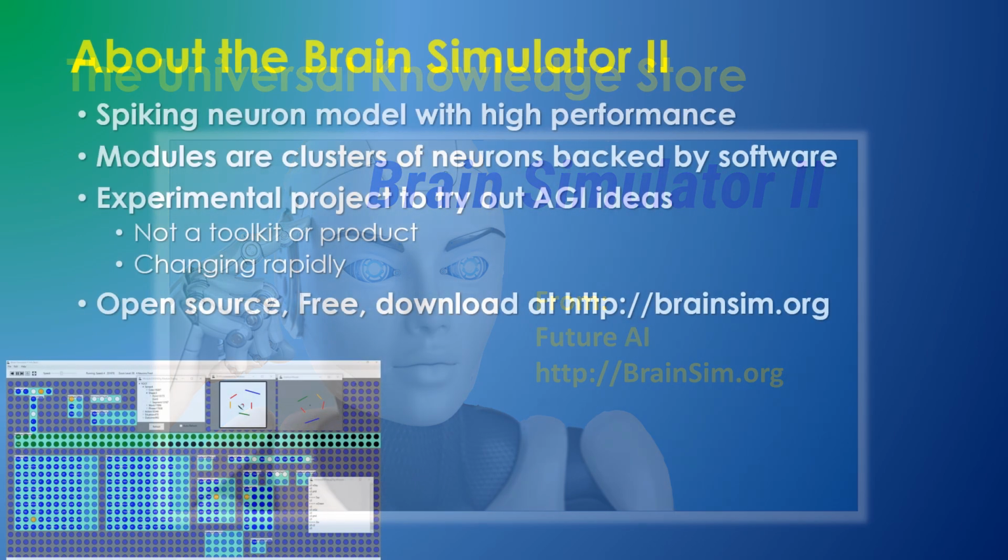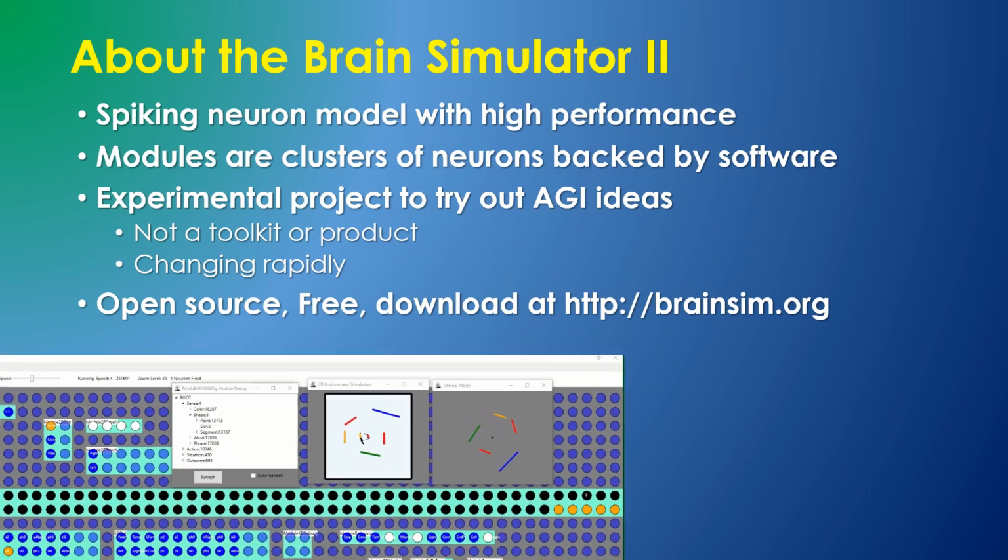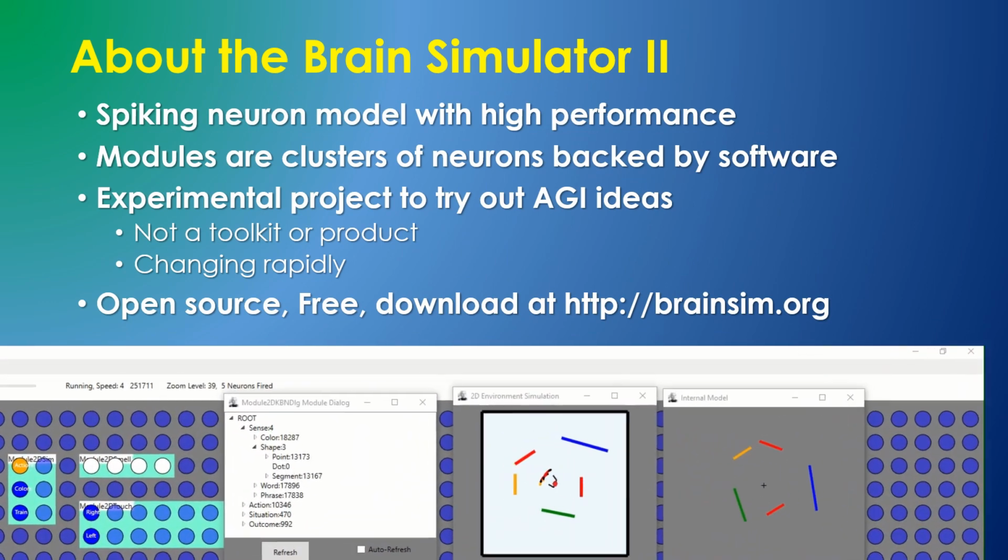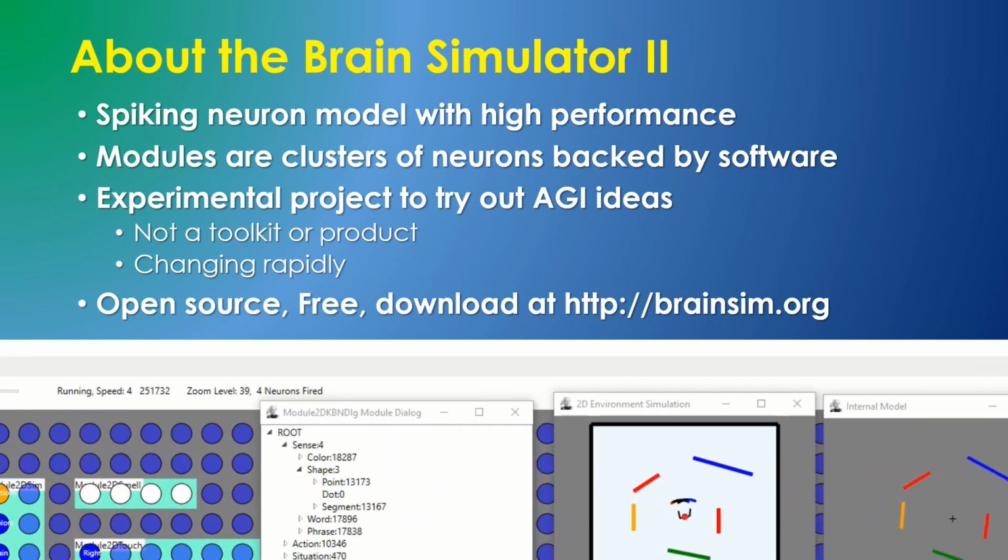Recall that the Brain Simulator 2 is an experimental project which combines a spiking neuron model with modules which contain any desired software. Neither a product nor an application toolkit, the Brain Simulator is changing rapidly, so this video is just a snapshot of the current state of development in January of 2020.